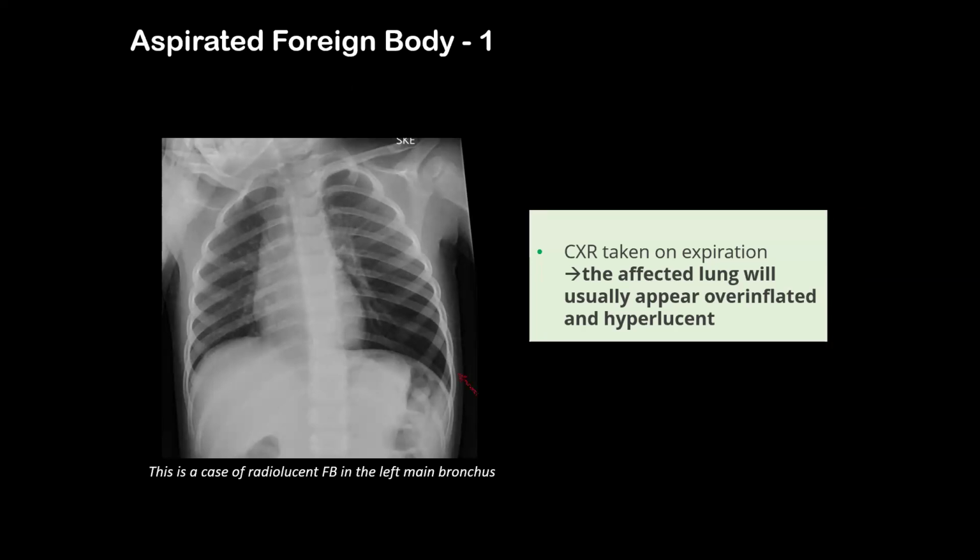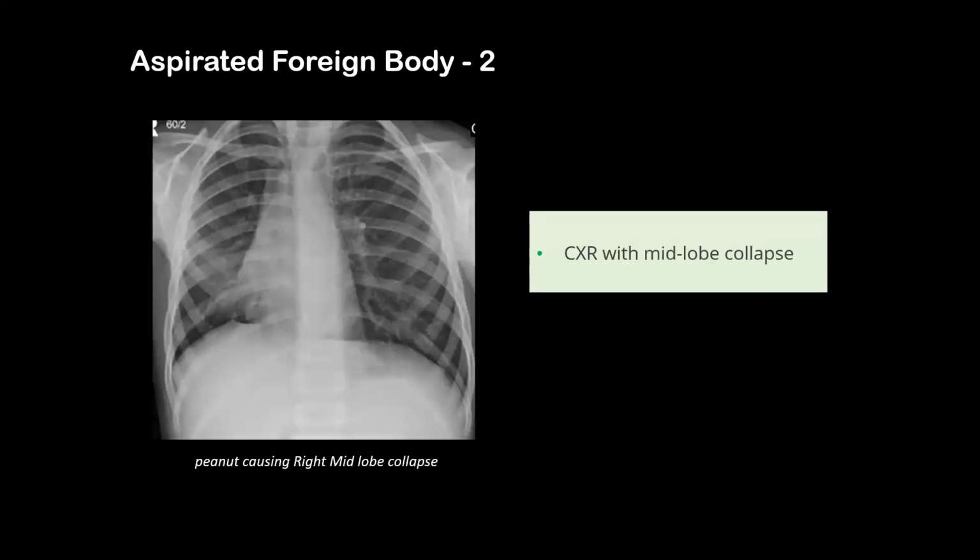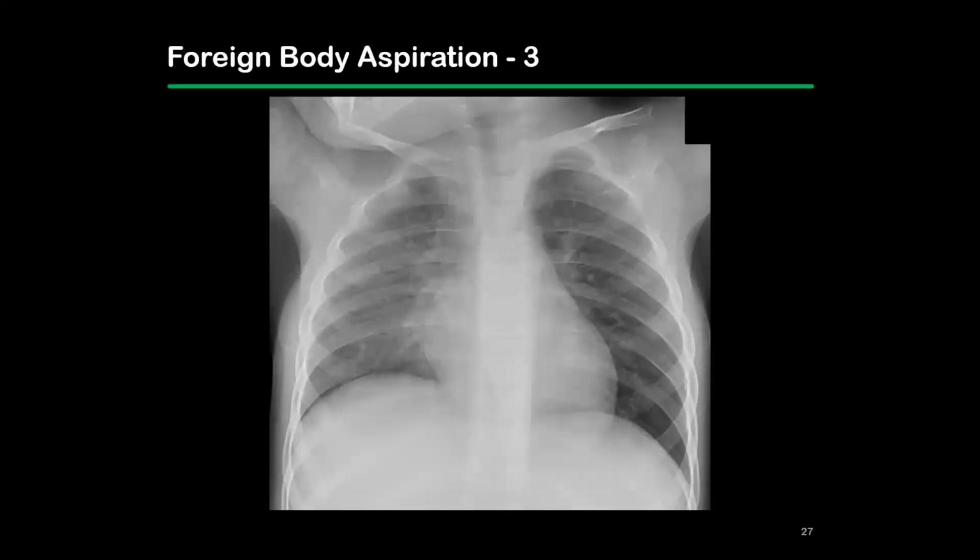So if we're looking back and forth between our lungs, we see that this left lung is more hyperlucent and overinflated compared to the right lung. This is another example of an aspirated foreign body. This was a peanut that was a little bit further down, toward the right middle lobe. And so we see that instead we have this opacity that's giving some silhouetting of the right heart border.